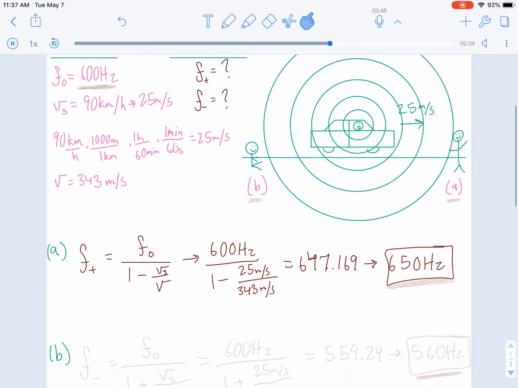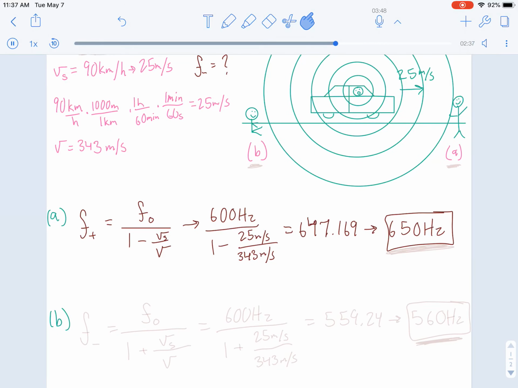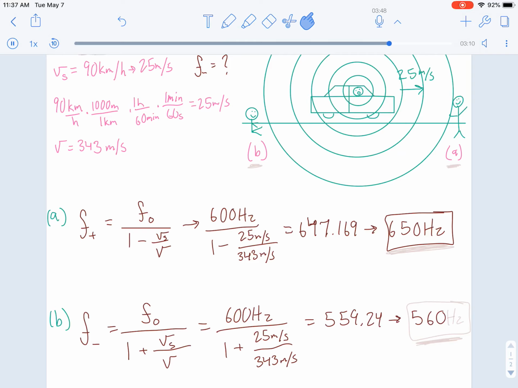And then we look back at our equations to see what would be the frequency of the person behind the source, and that would be F minus equals frequency of the source over 1 plus velocity of the car over velocity of the sound, which looks like this once we plug everything in. Which equals 559.24, which can be rounded to 560 hertz.